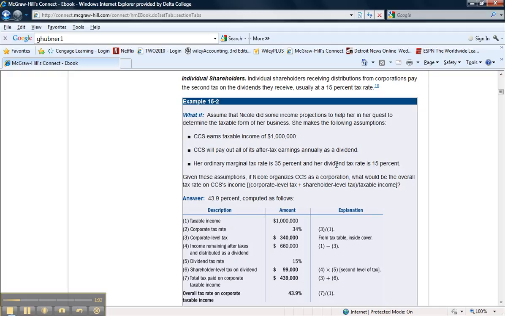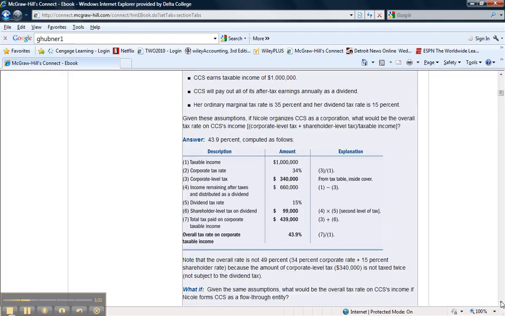So this is an important rule for you to remember. Dividends, as well as capital gains, to an individual investor are taxed at 15% if that person's marginal rate is higher than 15%. If the marginal rate is 15% or lower, then dividends and capital gains do not get taxed at all. So that is an important thing to remember for future considerations.